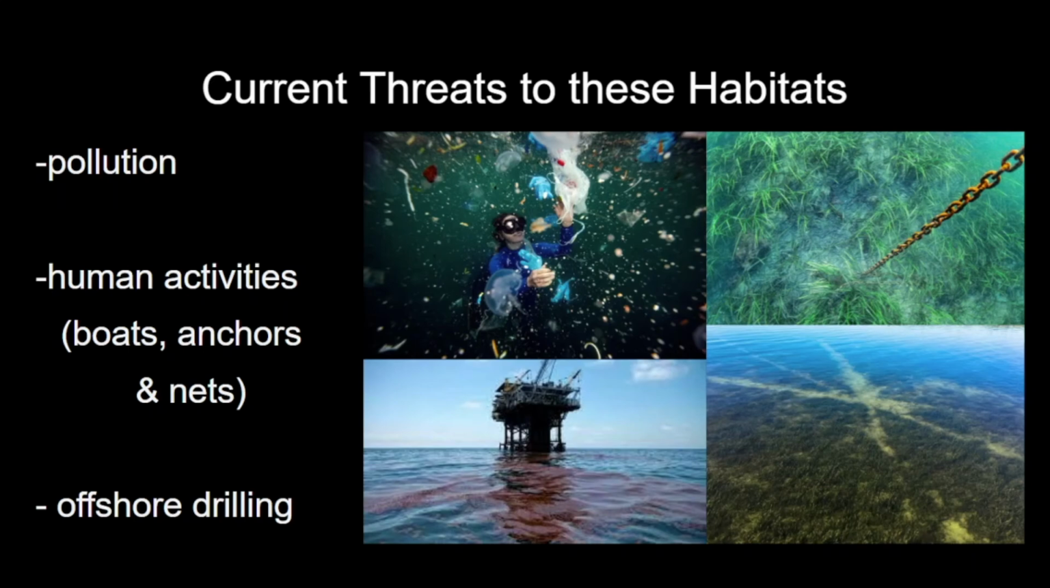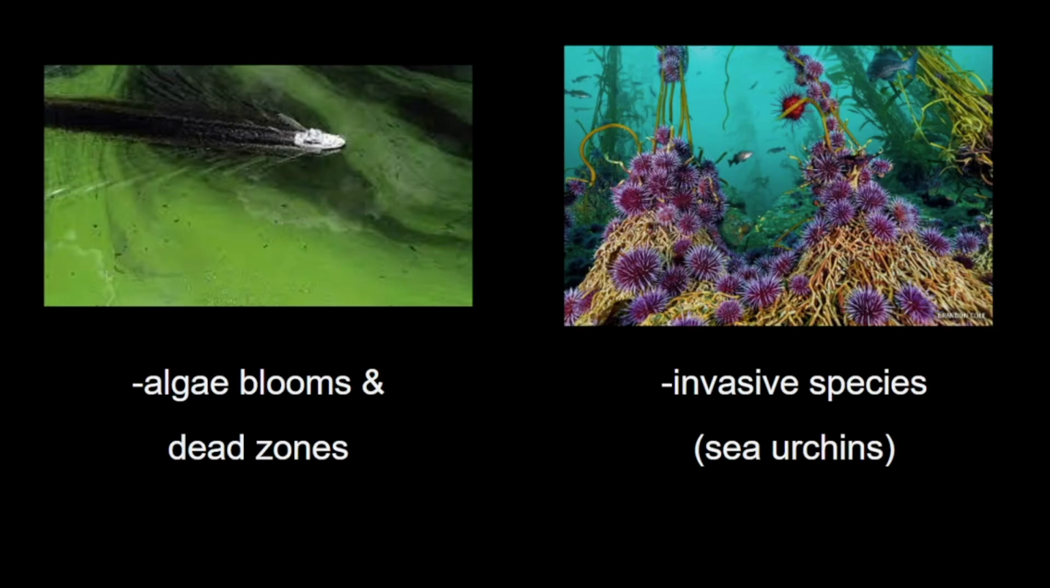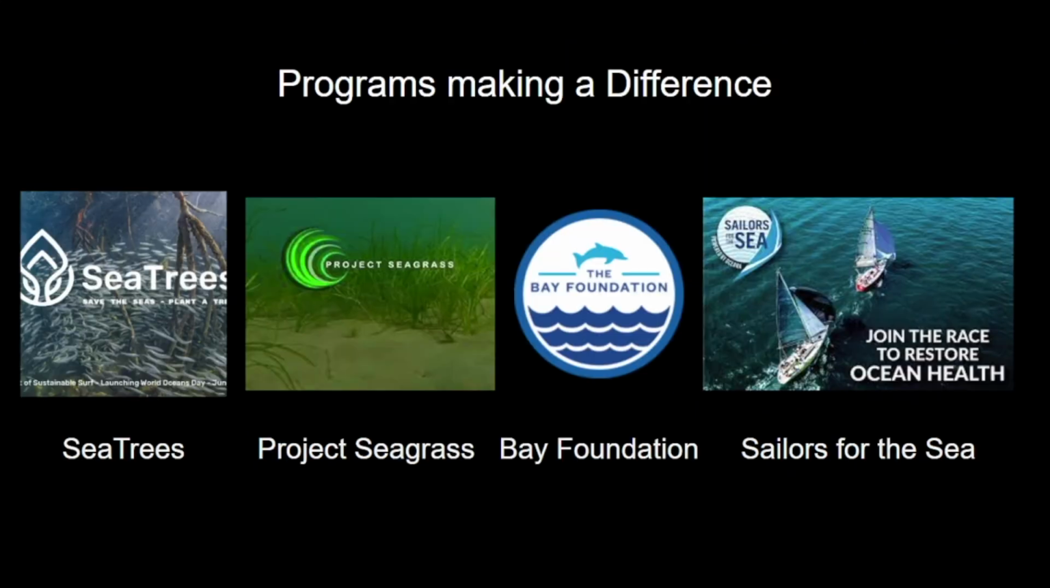Atlantic oceans. And thanks to climate change and a lot of nutrient runoff, we have algae blooms and dead zones, especially around the Gulf Coast of Florida. There have been reported a lot of dead zones and algae blooms of more recent. And then on the other coast, on the west coast, you have invasive species such as sea urchins, which are devouring kelp forests at huge rates.